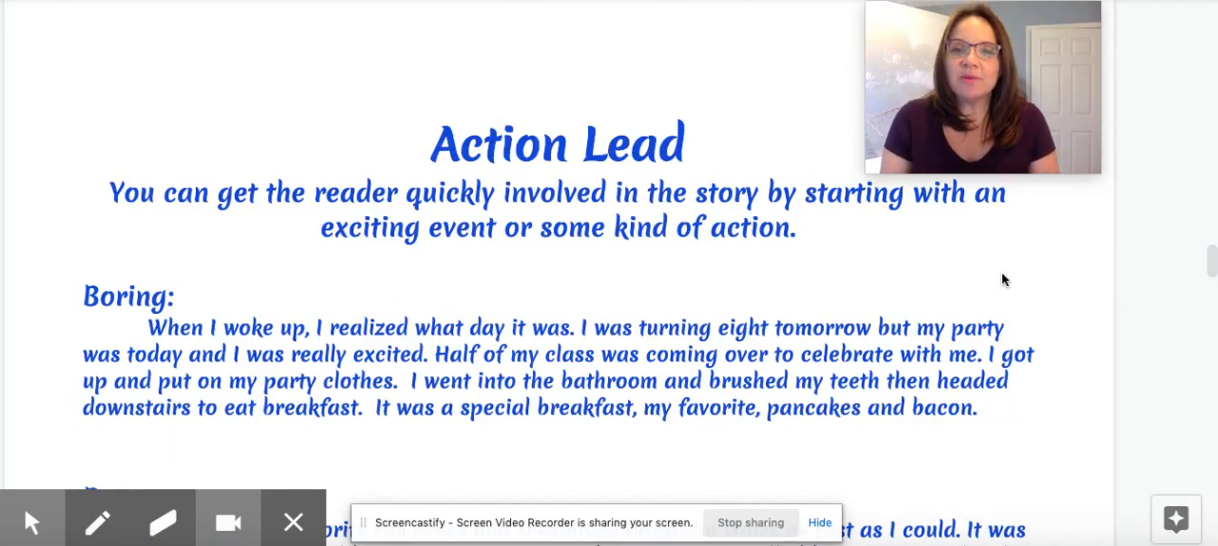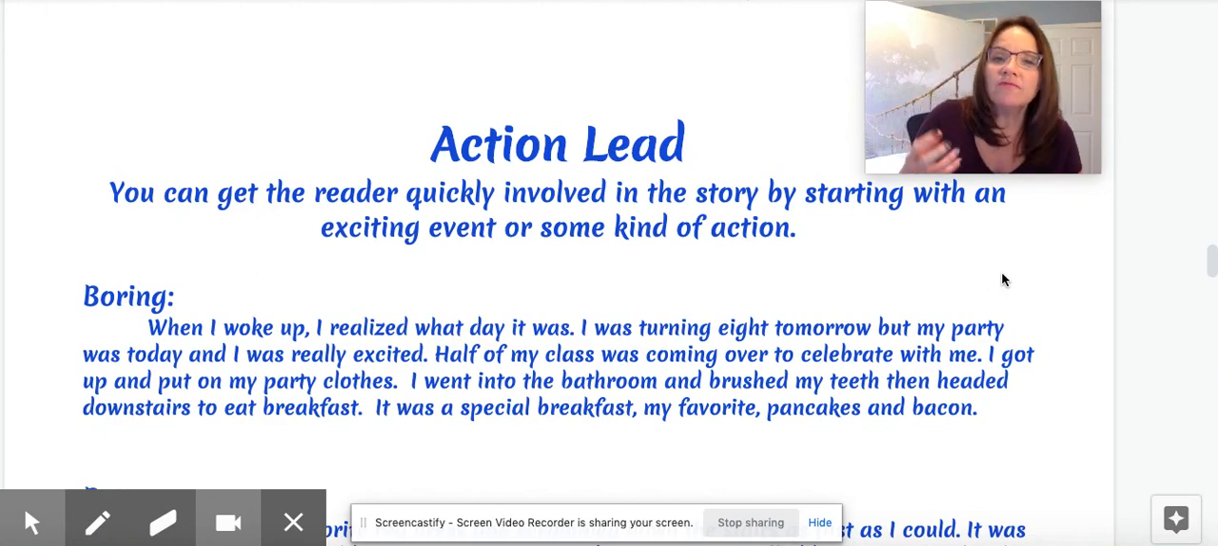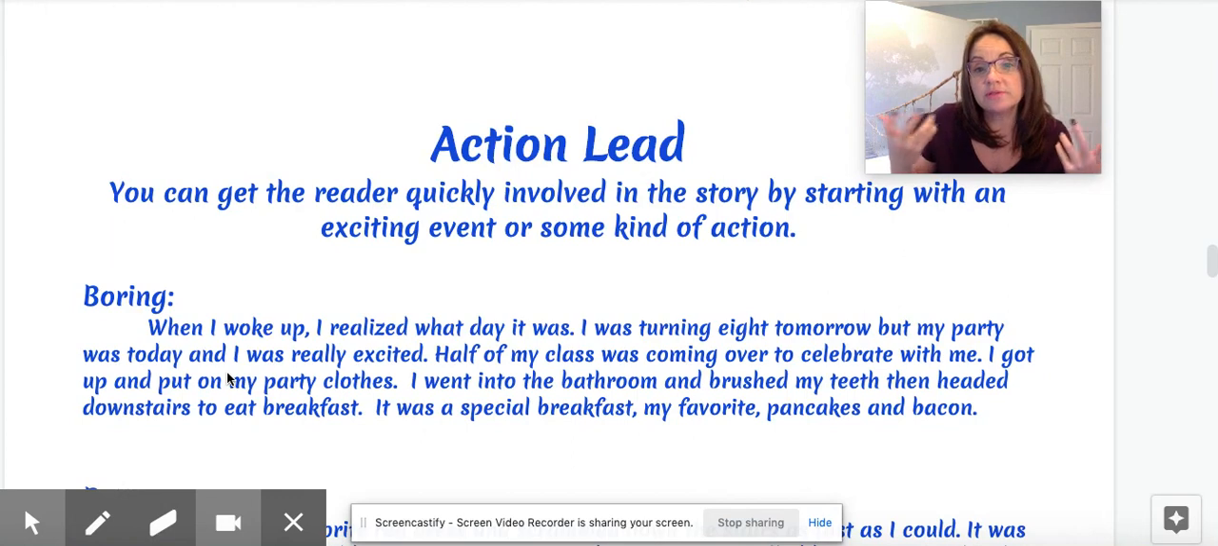Okay, ladies and gentlemen, we are on to our third and final lead for today. This one is called an action lead. You can get the reader quickly involved in the story by starting with an exciting event or some kind of action. So I'm going to start right off with a boring lead, in my opinion. But again, it includes all the things you need to include.